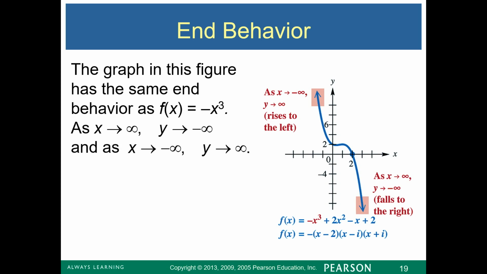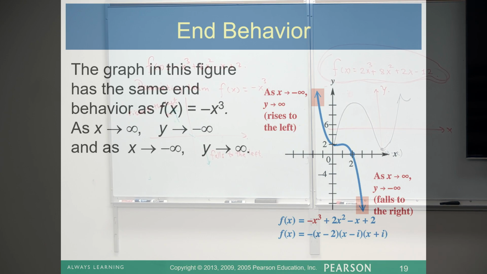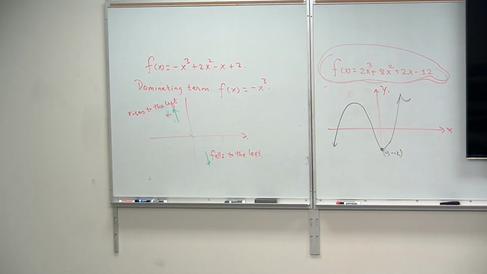So this is rises to the left, right? And this is falls to the right. Are you with me, guys? And if you draw the graph of this function, you see it rises to the left and falls to the right. Did you see that?